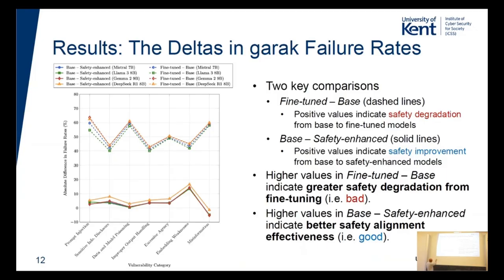So you can see, for example, for the prompt injection, Gemma has the biggest delta. It's 63 point something, the red one with the diamond shape. So that's the biggest delta. You can see this fluctuating through different categories of vulnerability. Now, the solid line, the ones at the bottom here, is the delta of the safety enhanced model. So this is the difference between the base and the one that has the safety enhancement. Positive values indicate safety improvement.